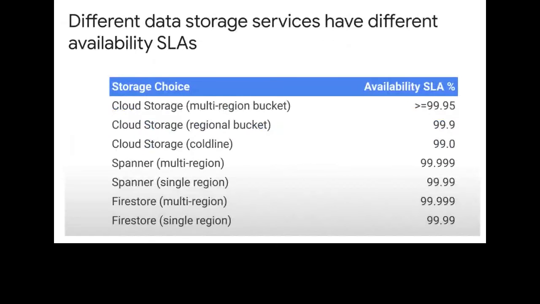In the next slide, you'll see the availability SLA. This is the service level agreement Google offers when you pick one of their services like Cloud Storage, Spanner, or Firestore. Their availability is 99.95, that is, available all the time, right? So your databases are not going to go down on you. That's the SLA which Google gives you, the guarantee they give you when you pick one of their database and storage services.